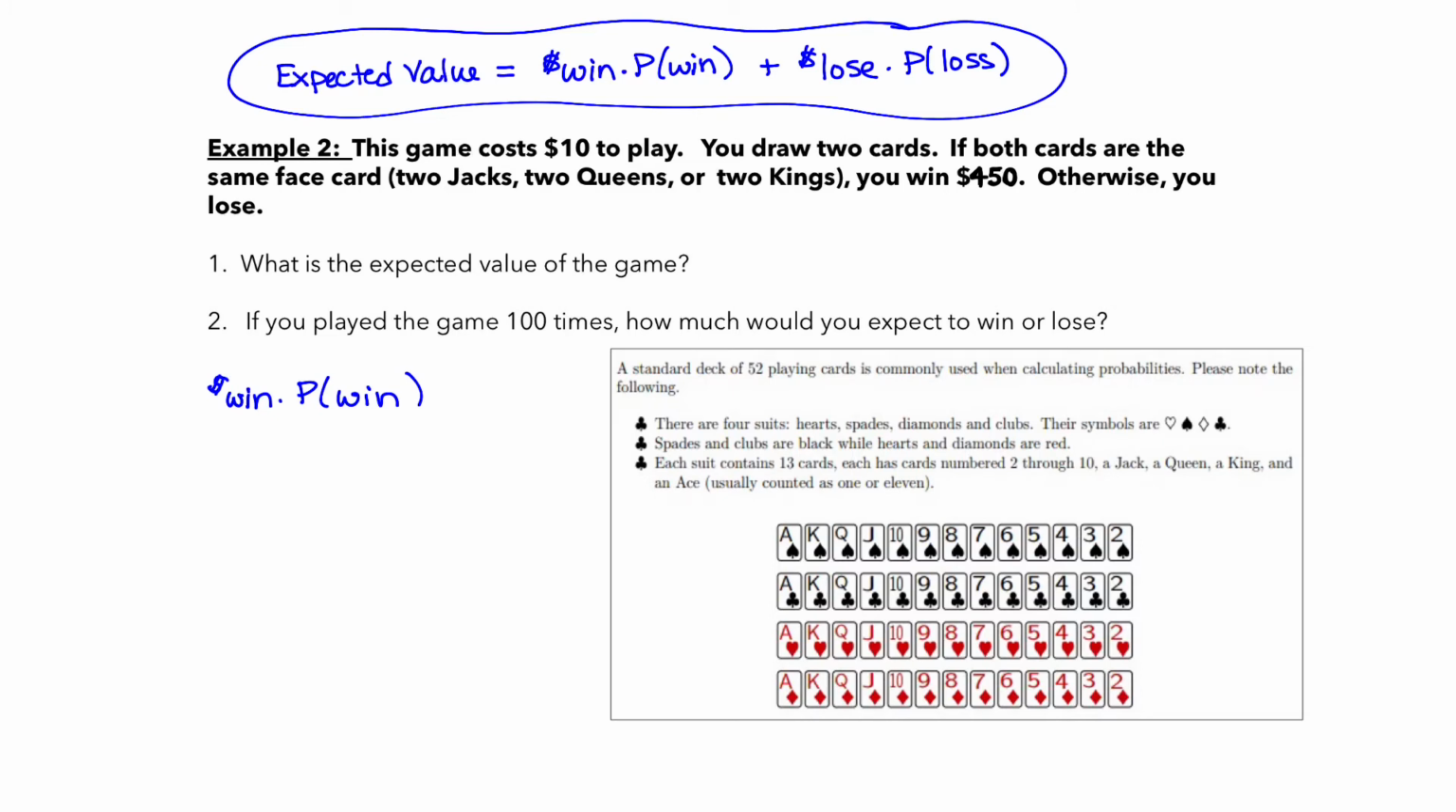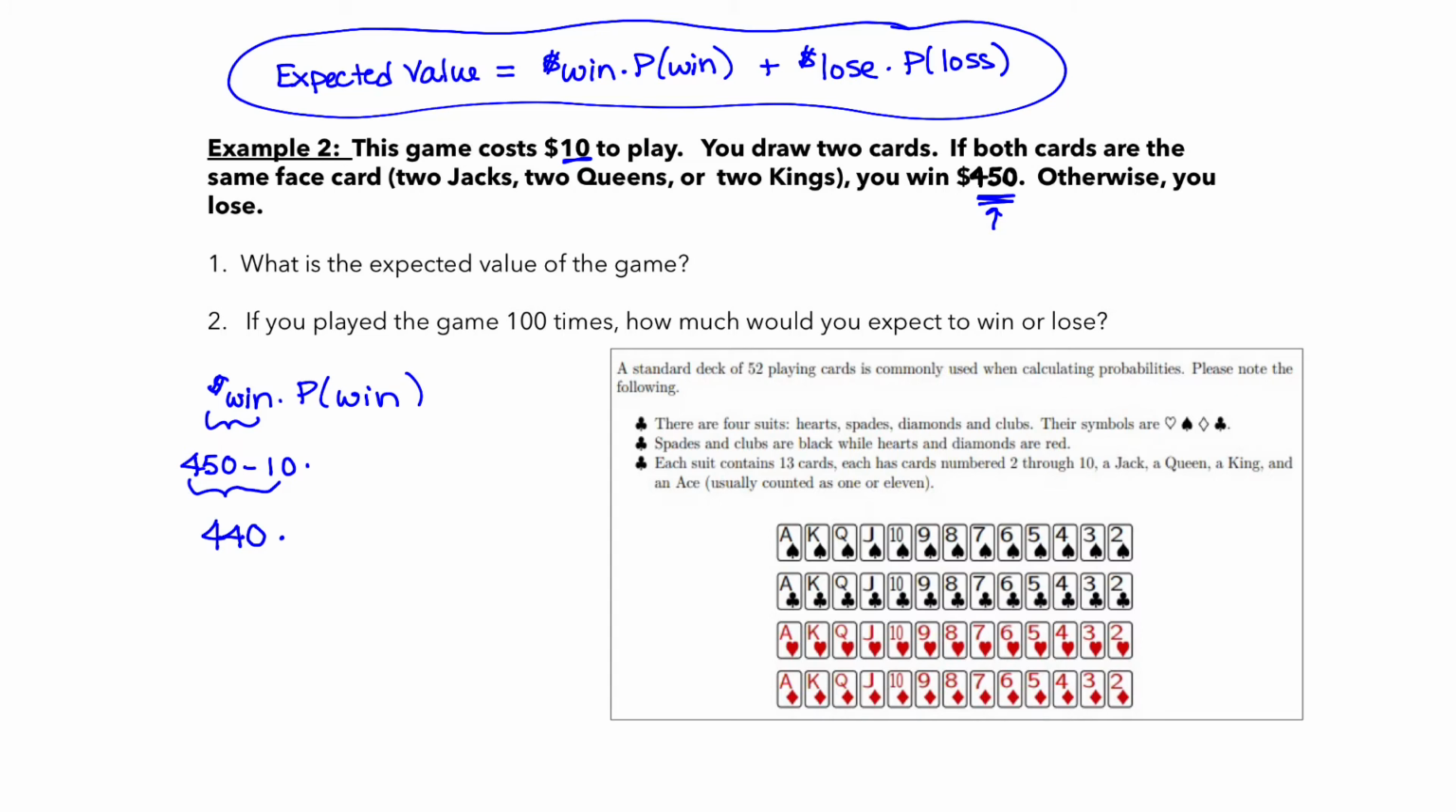If you draw 2 cards that are the same face card, namely 2 jacks, 2 queens, or 2 kings, then you win $450. But remember, our net win is going to be the win amount, take away the amount it costs to play. So our net win can be found by taking our $450 winnings, subtracting off the $10 we started with, and so that means our net gain is going to be $440.